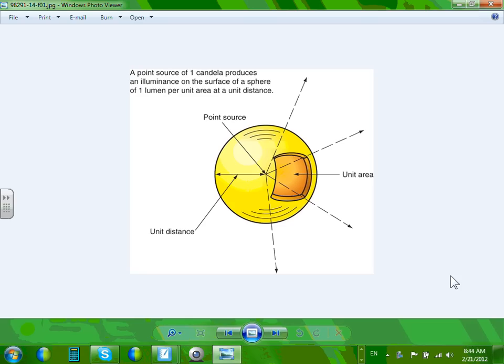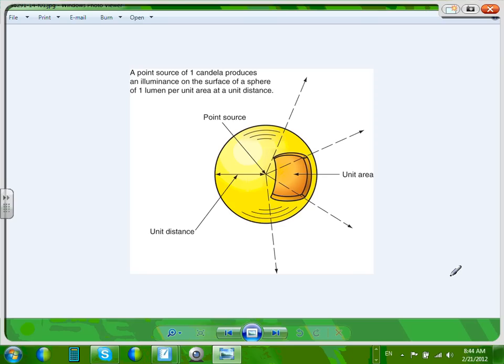What they're defining here is a point source of one candela produces an illumination on the surface of a sphere of one lumen per unit area at a unit distance. This is the definition of the lumen when you start getting deeper into it. So a candela over an area as a function of a distance. So that's really what this is.